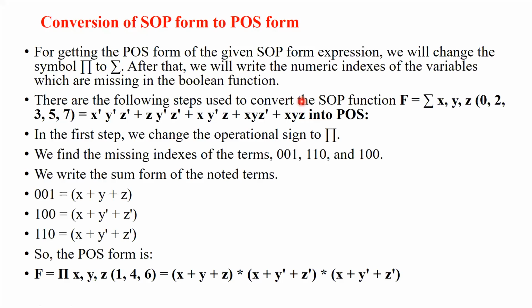Okay, so wherever there is 1, it is the same number. Wherever there is 0, it's a complement. So you write it as product. So I want product of sum. So the sum I got from here. Now I'm doing the product.